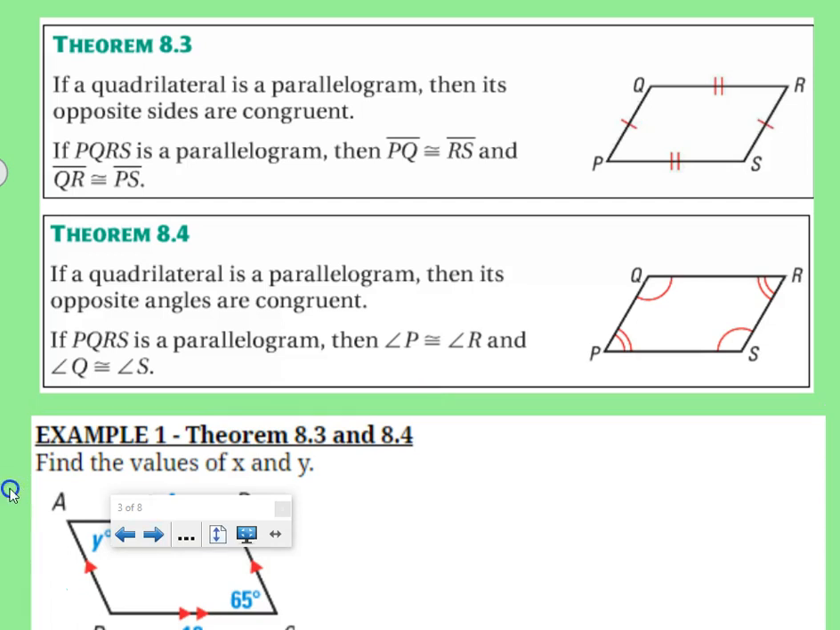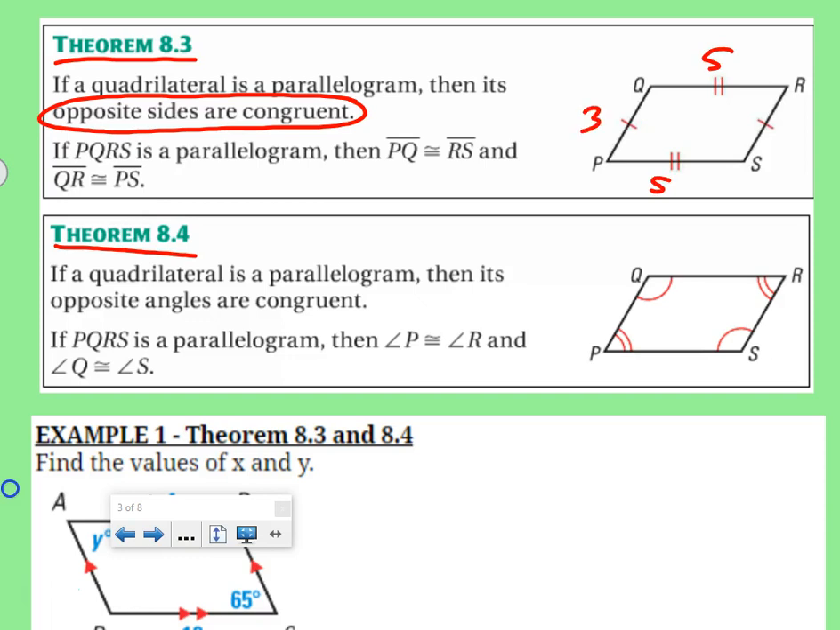So on your resource sheet, the first two are Theorem 8.3 and Theorem 8.4. Theorem 8.3 states if a quadrilateral is a parallelogram, then its opposite sides are congruent. So that's a piece you might want to highlight. Opposite sides are congruent. So it could be like these two sides are 5 and these two sides would be 3. So they're the same length. And then Theorem 8.4 states if a quadrilateral is a parallelogram, then its opposite angles are congruent. So opposite angles, this could be like 110 and then these would be 70.